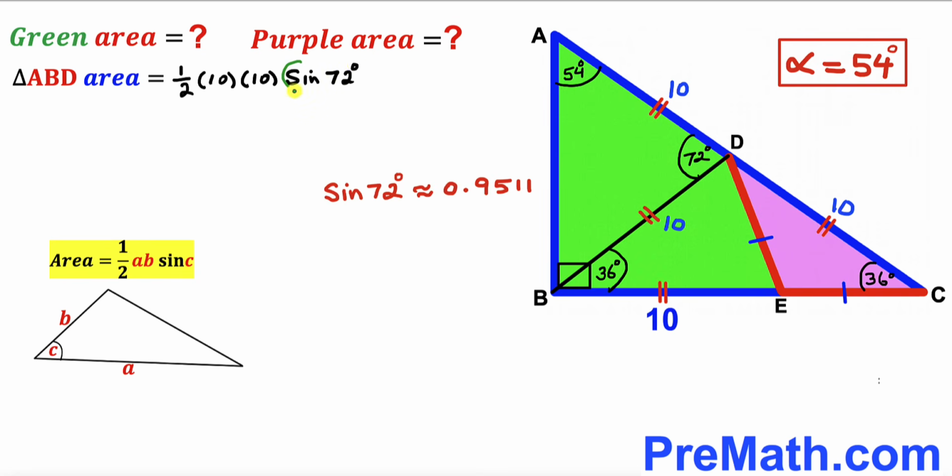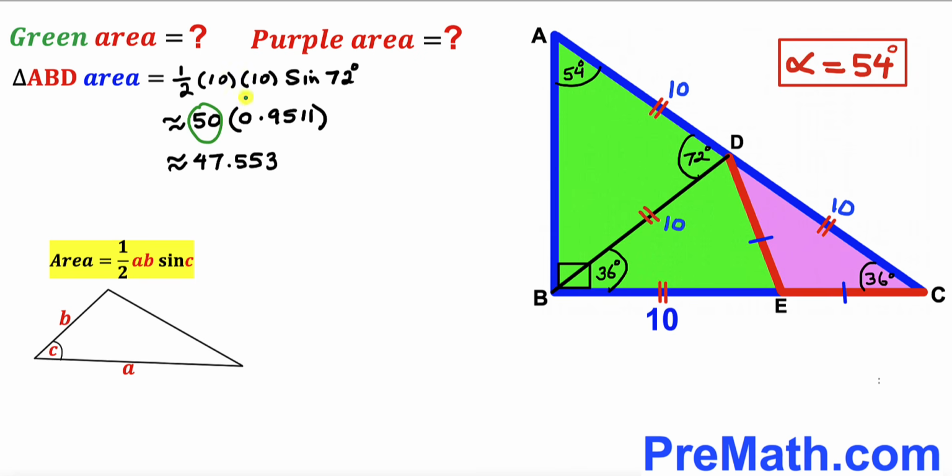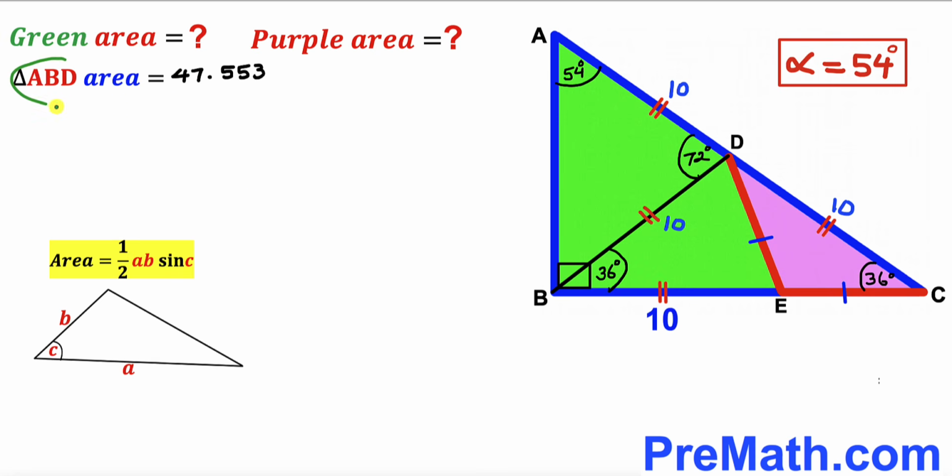And now we know our sine of 72 degrees is approximately equal to 0.9511. So therefore I'm going to replace sine of 72 degrees with 0.9511. And likewise, if we multiply and simplify this part, that is going to give us 50, as you can see in this next step. So therefore if we multiply these ones, that is going to give us approximately 47.553 square units.